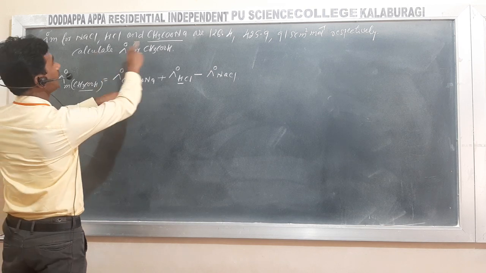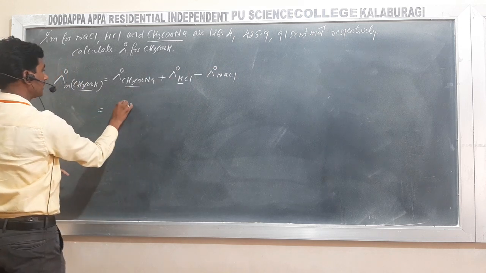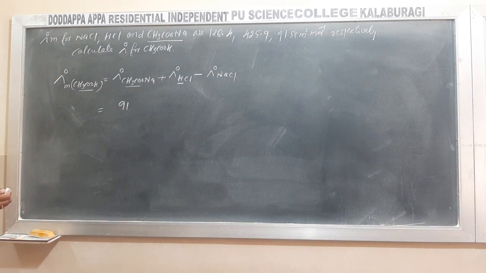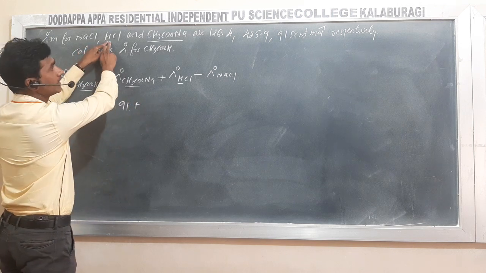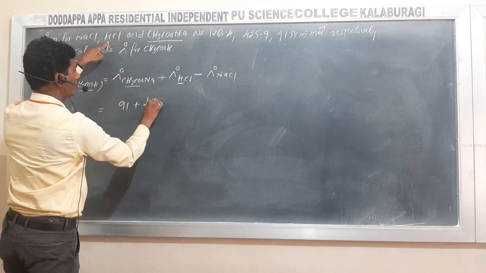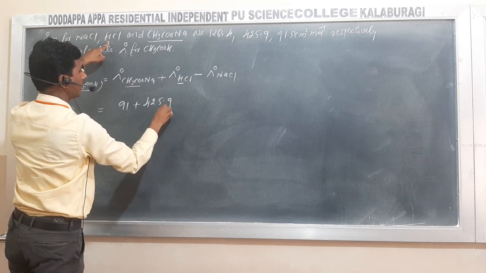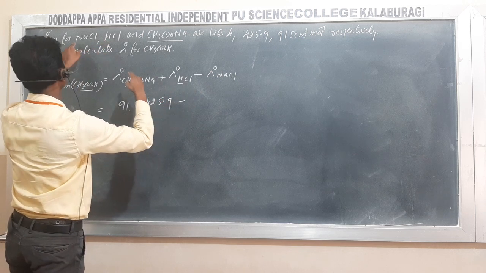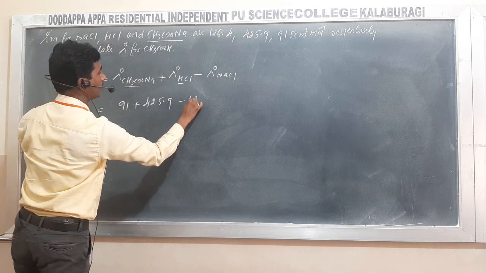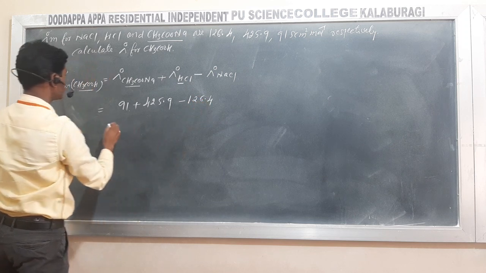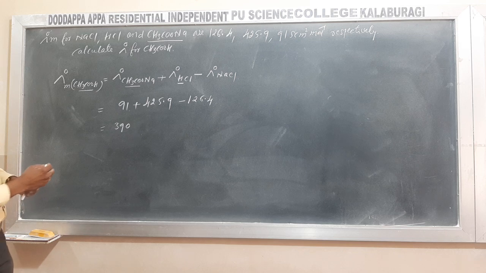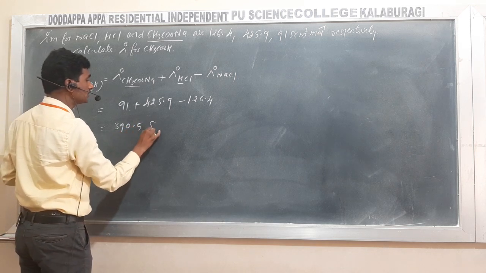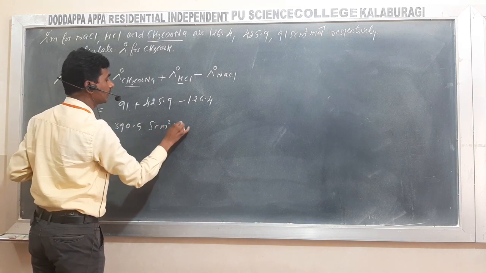What is the limiting molar conductance of sodium acetate? I think it is 91. Next, plus HCl. HCl is how much? 425.9. Next, NaCl is how much? 126.4. So the answer is 390.5 S cm² per mole.